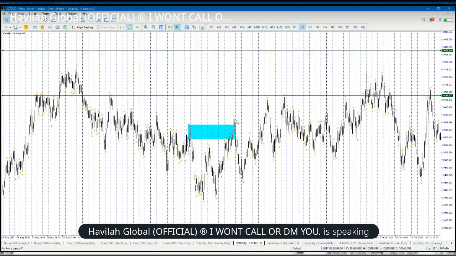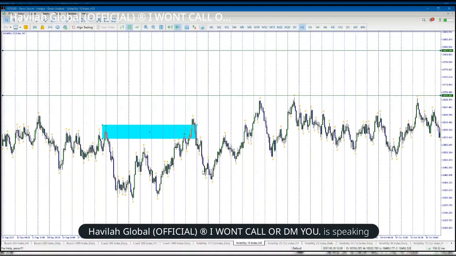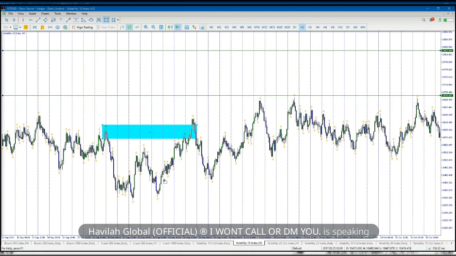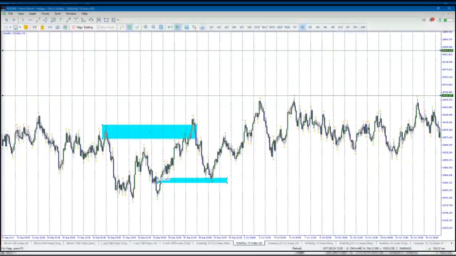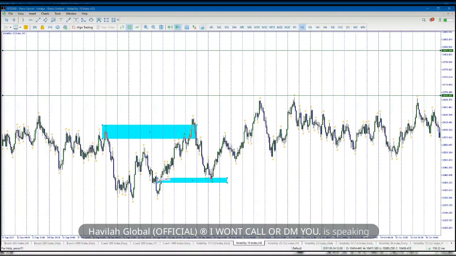Why did price turn back from here? What happened here? Why is price turning back from here? There is an imbalance here now.